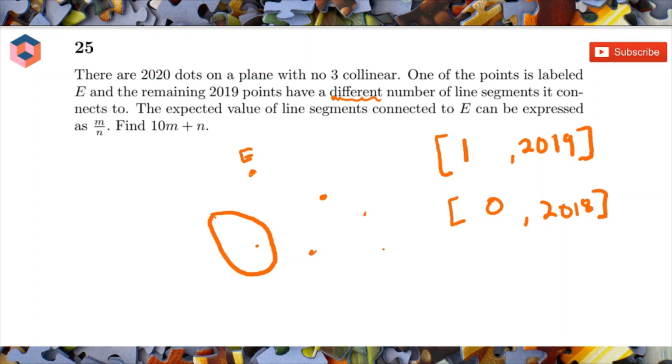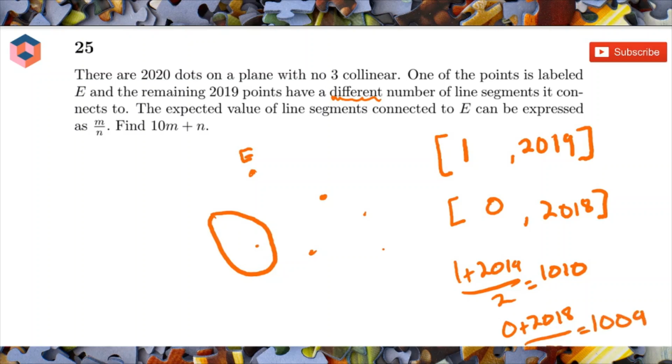Line E could have any number of lines connecting to it, right? It could have anywhere from all 2019 of the points hitting it to only one of the points hitting it. It has at least one point hitting it. So what's the expected value? We find the average of 1 and 2019. That's 1 plus 2019 over 2, which gives us 2020 divided by 2, or 1010. Doing the same thing from 2018, we get 0 plus 2018 divided by 2 equals 1009.